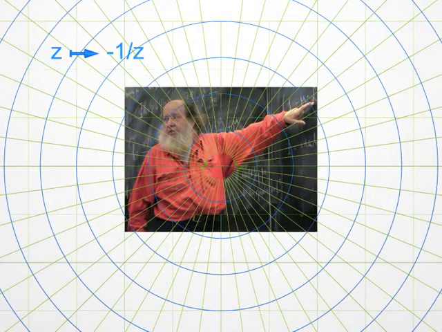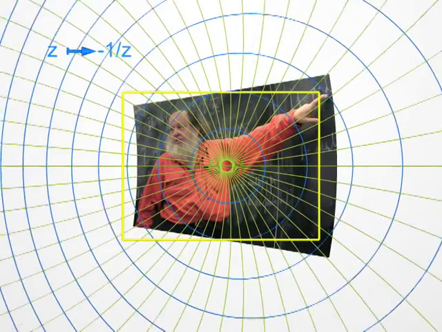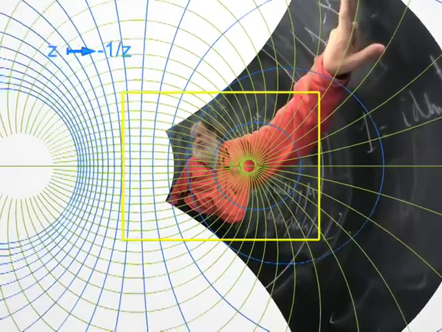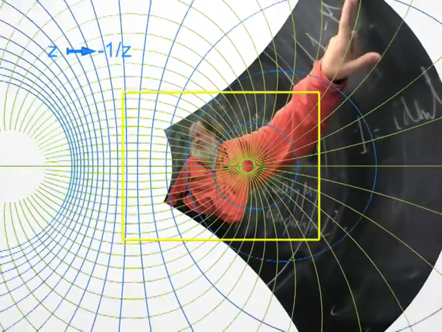Now let's go to a new transformation, sending the point Z to negative 1 over Z. Don't forget, with complex numbers, one can add, multiply, but also divide. Not by zero, of course. Doesn't this image remind you of the Sistine Chapel? Large complex numbers with large modulus become small when one takes their inverses. And conversely.